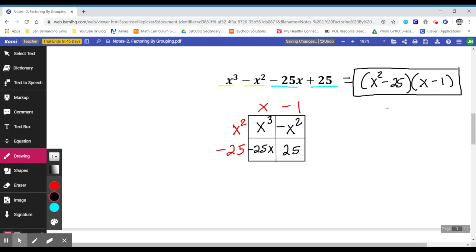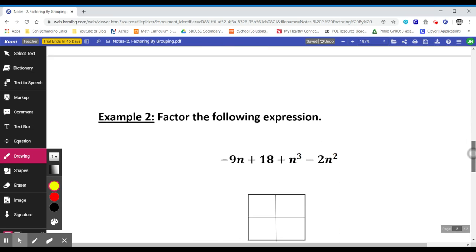If you don't believe me, you could always multiply this out. So again, you can do the distributive property, you can do the box. You should be able to come back to the original problem. If you don't, then you did something wrong. So go back and check your work. All right, so hopefully that's pretty clear.